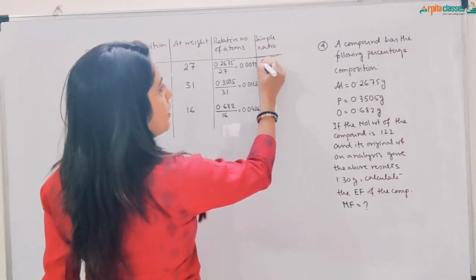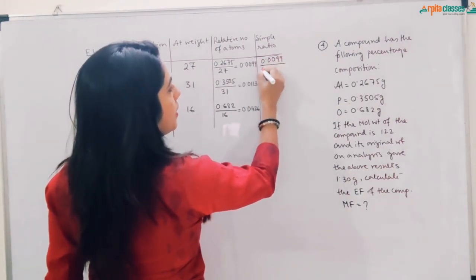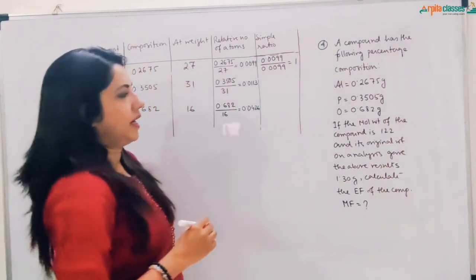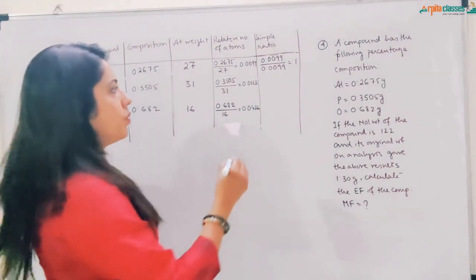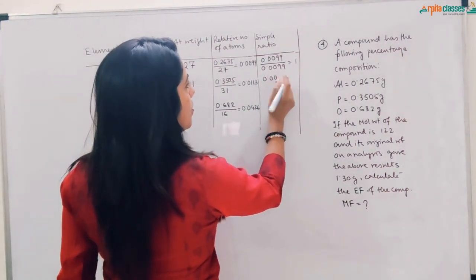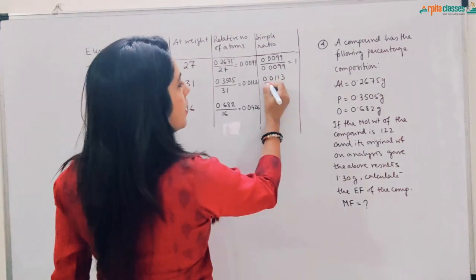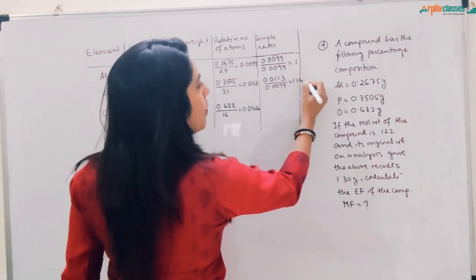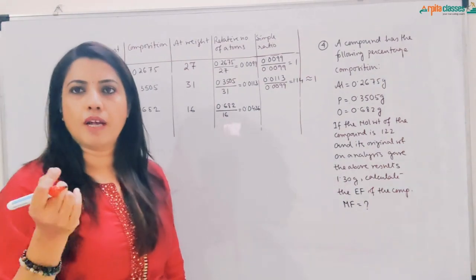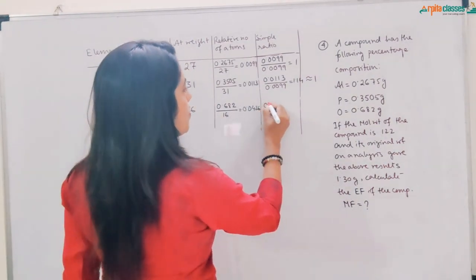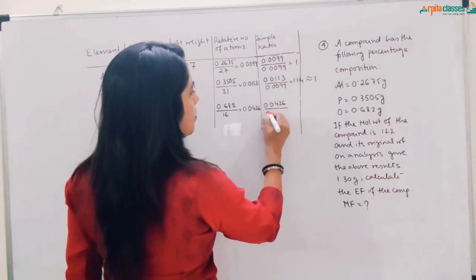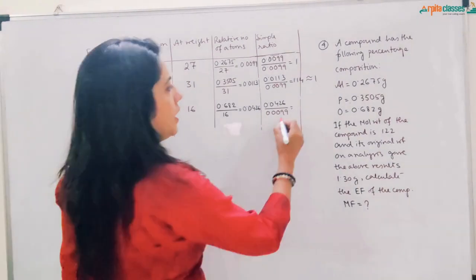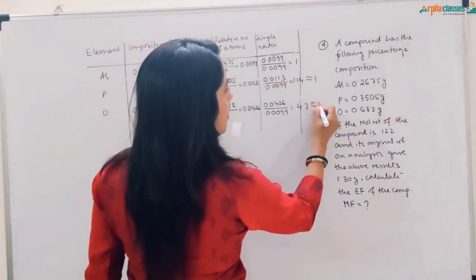So here the simple ratio will be 0.0099 upon 0.0099, which is 1. Now the next one is 0.0113 divided by 0.0099. This comes 1.14. We'll round it off to 1 only. And here it is 0.0426 by 0.0099, which is coming 4.3. This again is rounded off to 4.